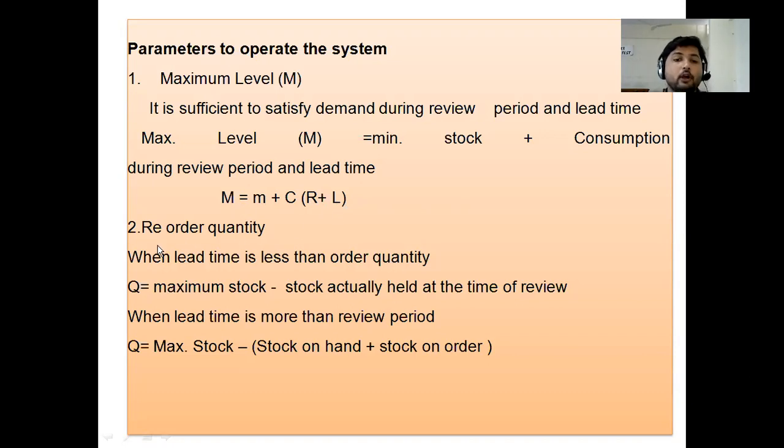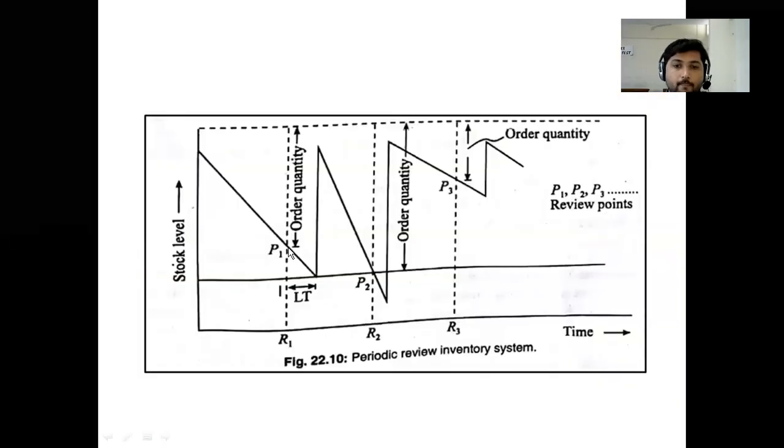So what will be the reorder quantity? There are two cases related to reorder quantity. Let us consider that you have ordered here. This lead time, LT, represents the lead time. So this much time is required to receive that order.